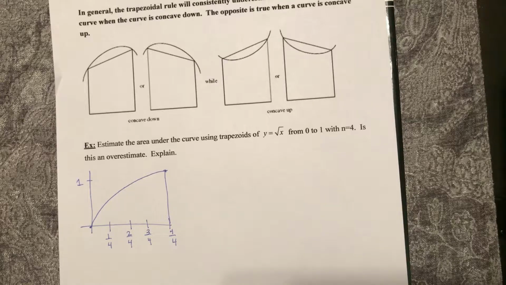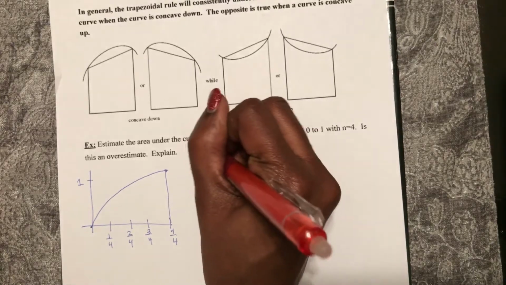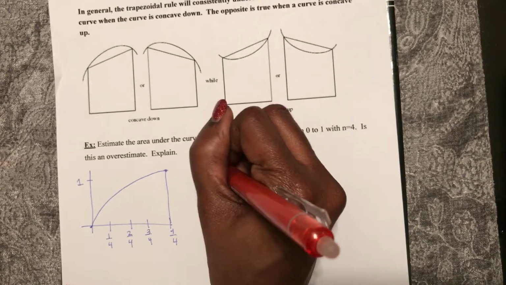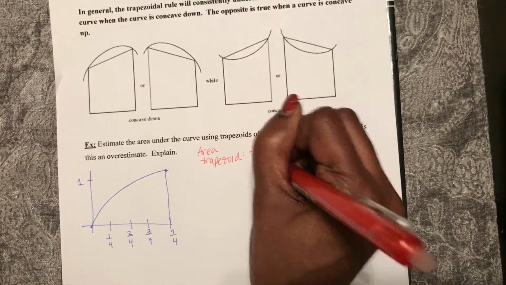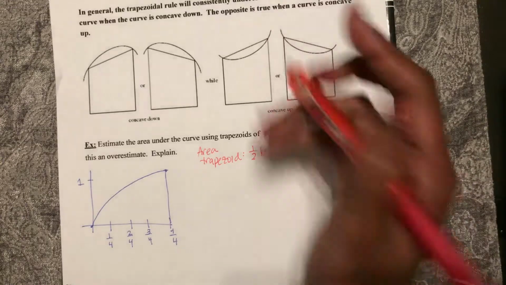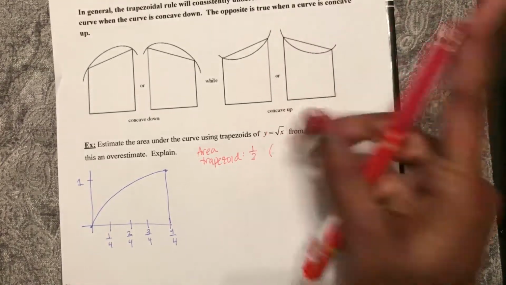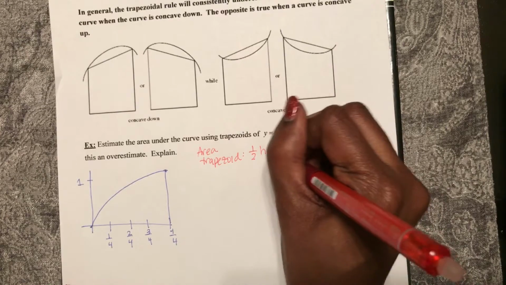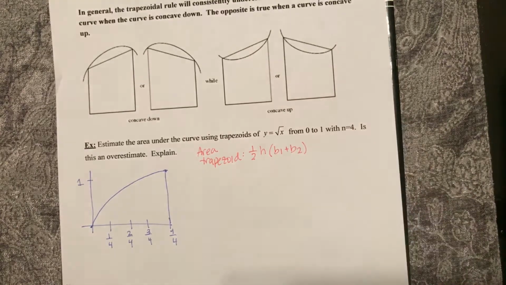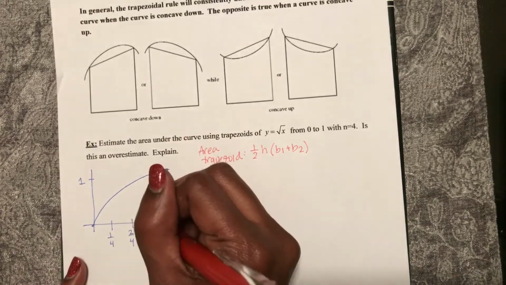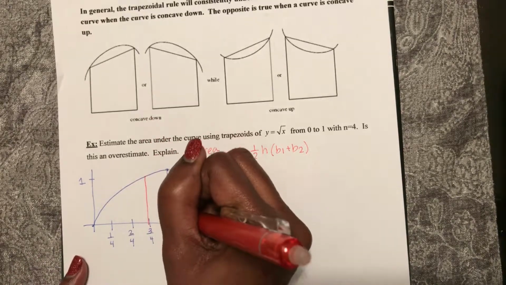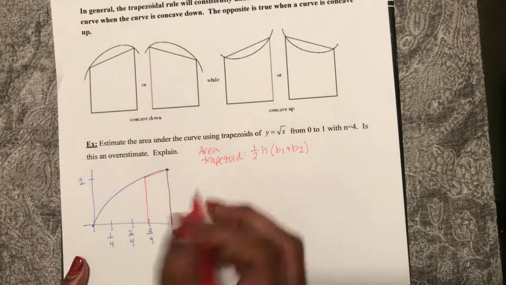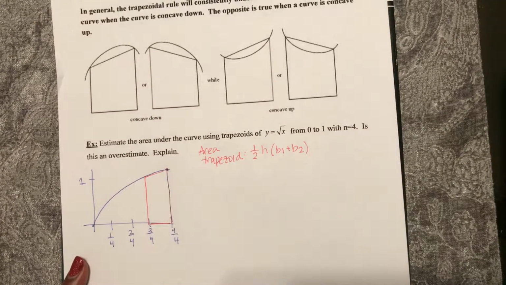trapezoids. So let's remind ourselves the area of a trapezoid formula is 1/2 times your base, oops, sorry, not times your base, better said, 1/2 times the height times base 1 plus base 2. So let's say I drew a trapezoid here. Here would be one base, here would be another base, and this is my height.